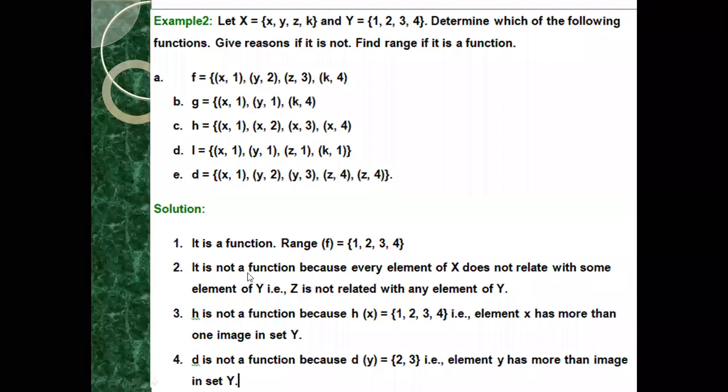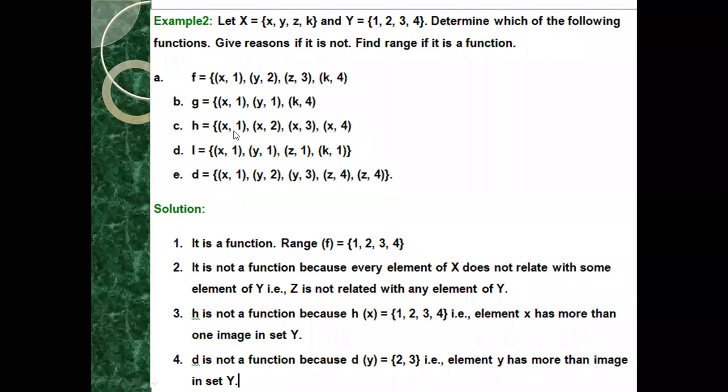So what is the definition for function? Every element of domain associated uniquely with element of codomain. So in this mapping, the element of domain, that is Z, is not related to any element of Y. So it is not a function. Okay. So next one, h is equal to {(x,1), (x,2), (x,3), (x,4)}.